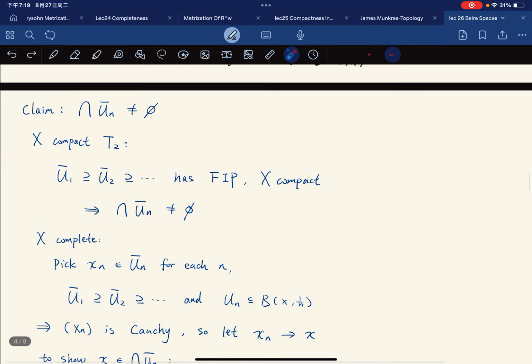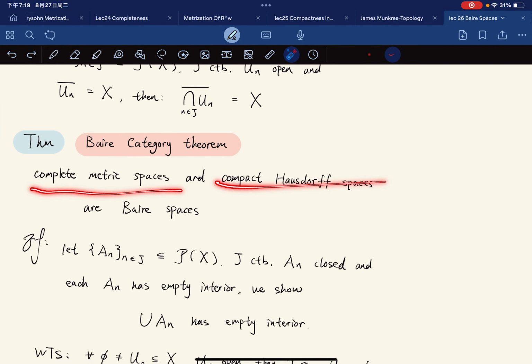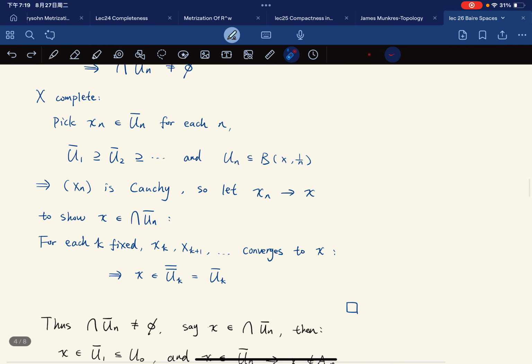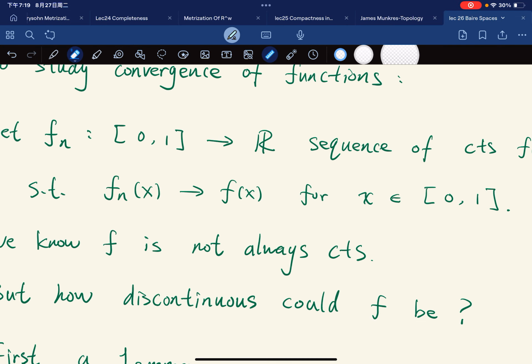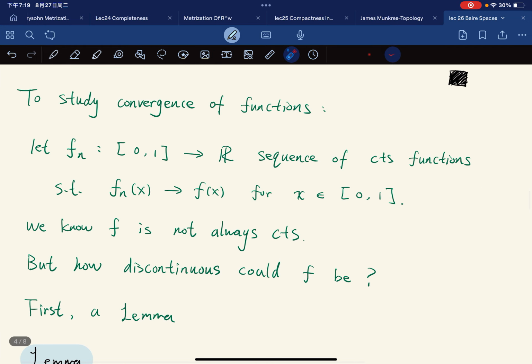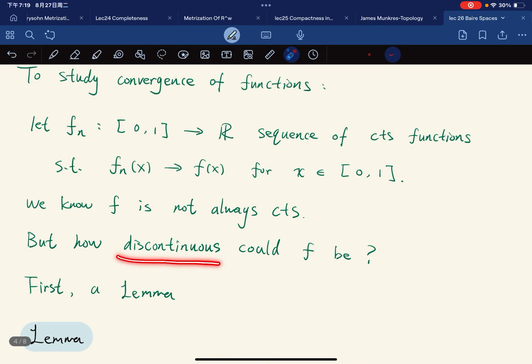Now, we have that complete metric spaces and compact Hausdorff spaces are Baire spaces. So back to the study of convergence of functions, right? Given a sequence of continuous functions such that it converges to some function f pointwise on 0 to 1, we know that this f is not always continuous, right? f is continuous only if it is uniformly convergent, right? But we only have pointwise, so f is not always continuous. But how discontinuous could f be? This is our question here. We know that it is discontinuous, but how badly behaved could it be?